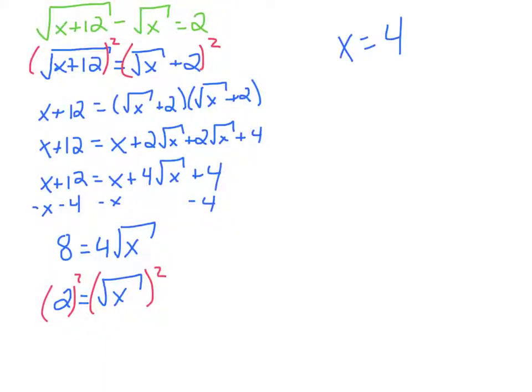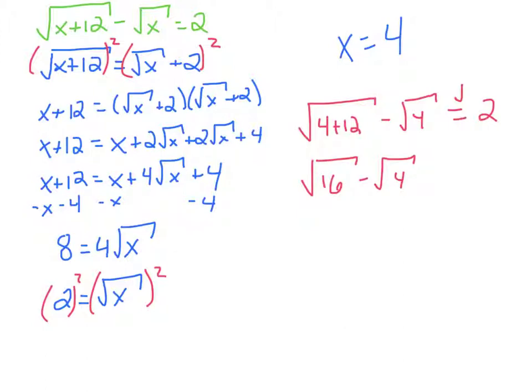We're going to check that to make sure it's all good. So square root of 4 plus 12 minus the square root of 4. I'm going to see if that in fact equals 2 or not. Right? 4 plus 12 is 16. Square root of 16 is 4. The square root of 4 is 2. And sure enough, that does equal 2. So this is our answer.